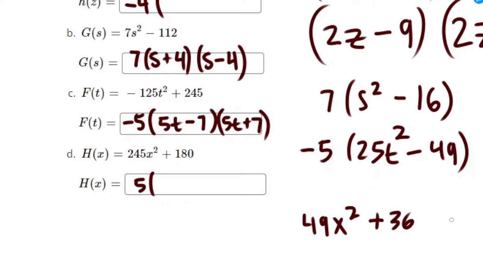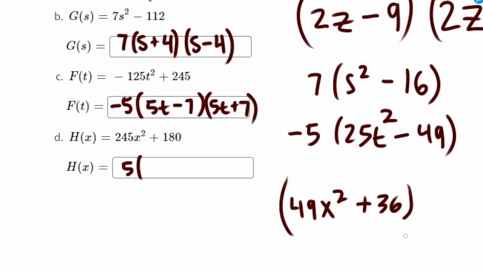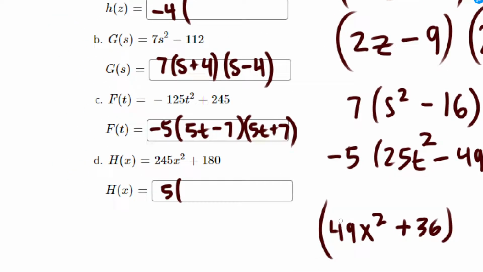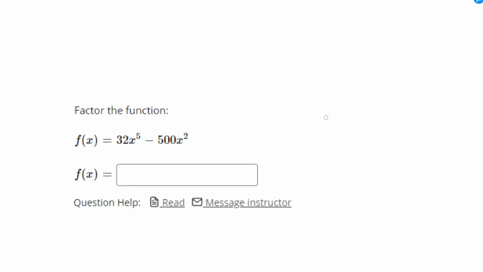Now, we have a problem here. This, I believe, will be prime because we have an addition sign in the middle. Okay, yeah. So it's prime technically, but for our answer, it will be 49x squared plus 36. We don't have to factor it any further. We took out the GCF and that's all we need.